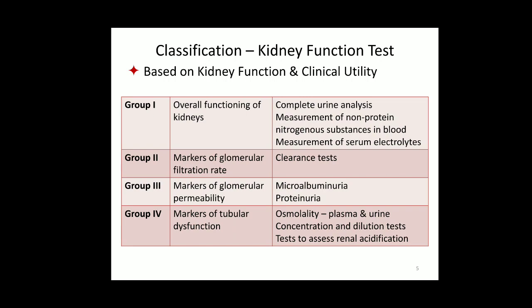Then to assess tubular dysfunction, whether the tubules are okay or there is any problem, osmolality of both plasma and urine is done. Then concentration and dilution tests are there, and renal acidification tests. So all these are the kidney function tests, which are divided into 4 different groups.